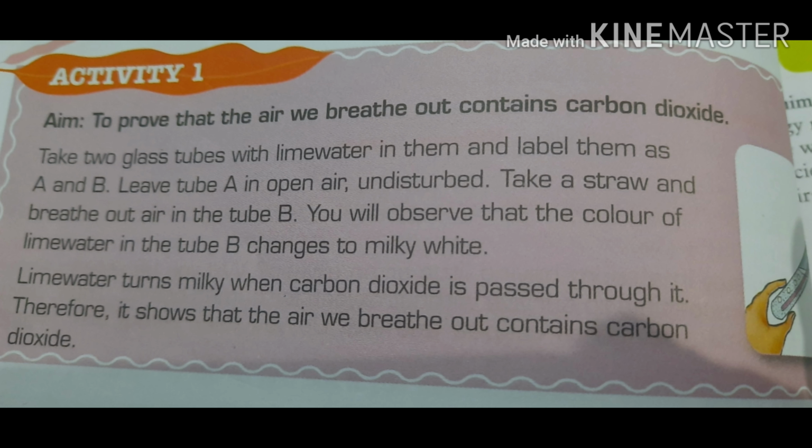Then what we will observe is that the color of the lime water in tube B changes to milky, and this is the check for carbon dioxide gas, because carbon dioxide gas turns lime water milky. Through the straw we breathe out carbon dioxide into tube B, so that's why it becomes milky. So it shows the presence of carbon dioxide.